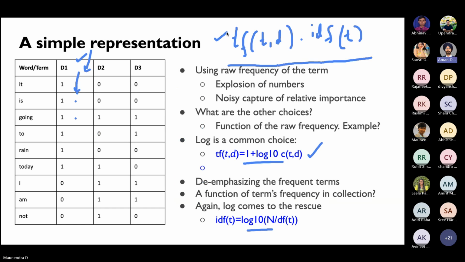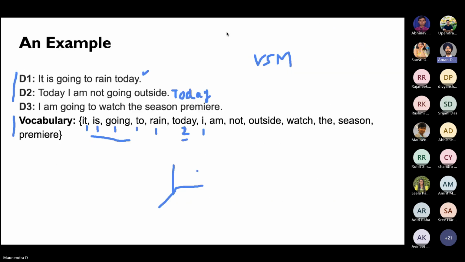When you were explaining that part, when today came twice in that document, why didn't we consider it, because the TF function would have changed, right? The TF would change, yeah. But here, what we are storing in these counts are the document frequencies, not how many times the term appears in the document.